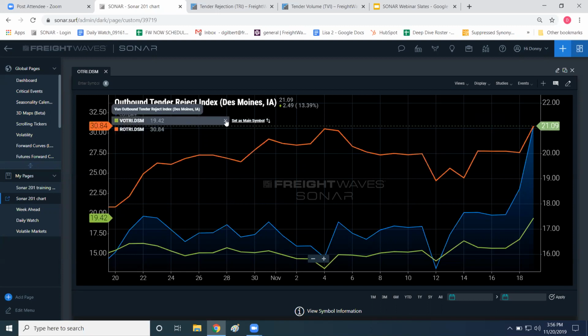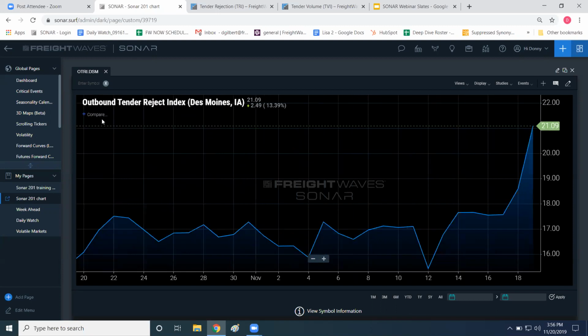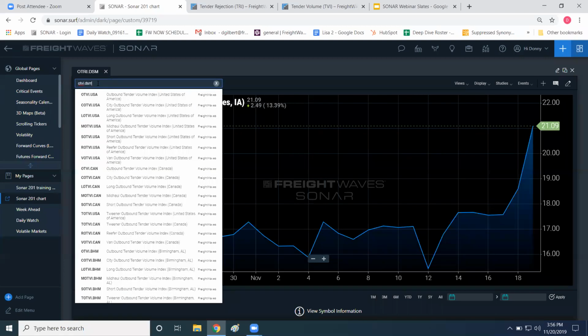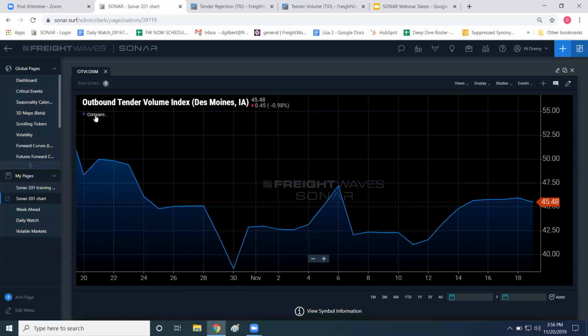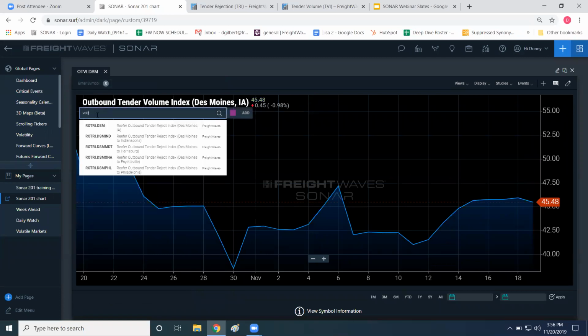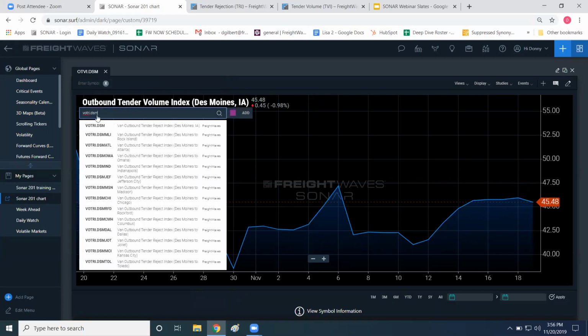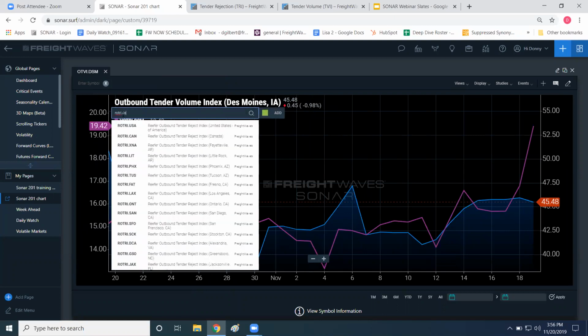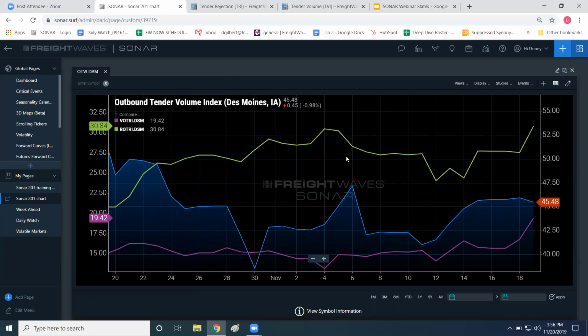If you want to, of course, you can compare this to OTVI.DSM. We could bring up the volumes in Des Moines, and then we could bring up VOTRI.DSM. We could bring up dry van tender rejection rates and reefer tender rejection rates and look at volumes compared to their rates.